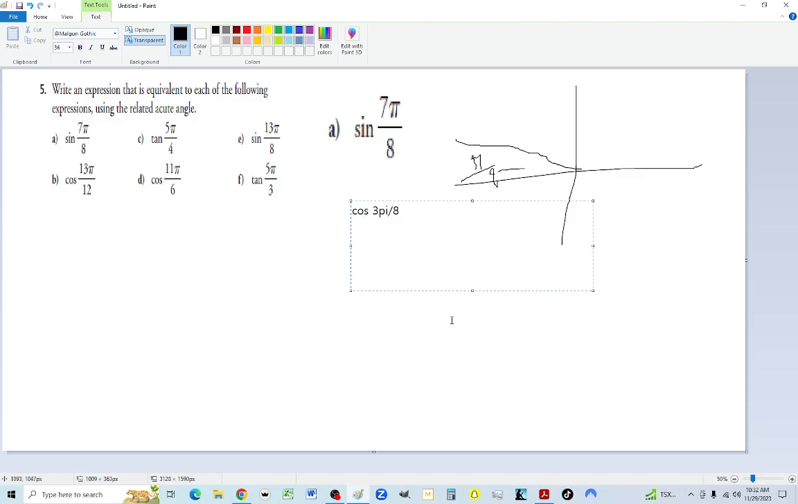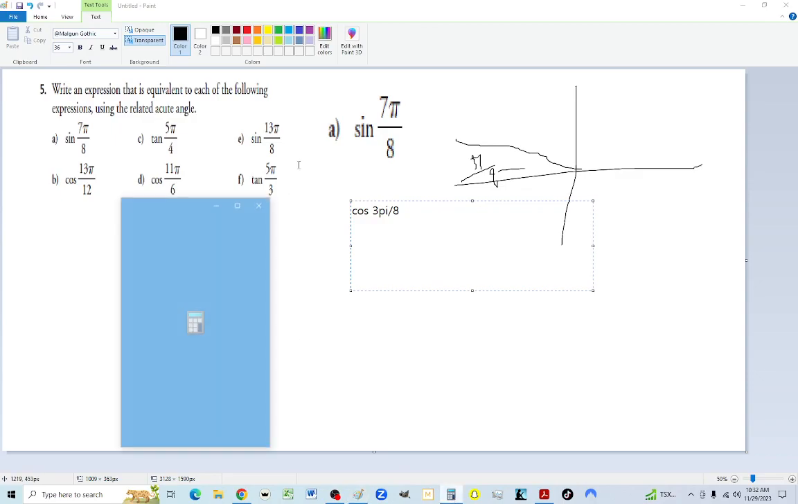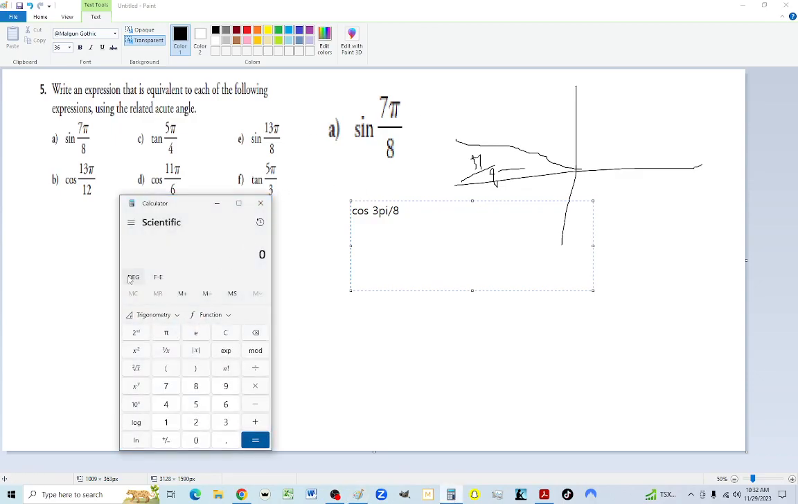Wow, how do we make sure of that? Well, that's what calculators are for. So we're going to keep it in radians. We're going to do 7 times pi divided by 8. We're going to find the sine, and we get 0.382. Remember that, 0.382. Then we're going to take 3 times pi and divide it by 8, and we're going to find the cosine. Oops, I did a little bit wrong there. Let's try that again.